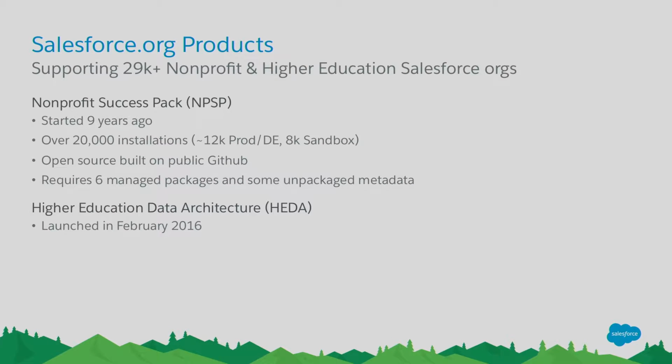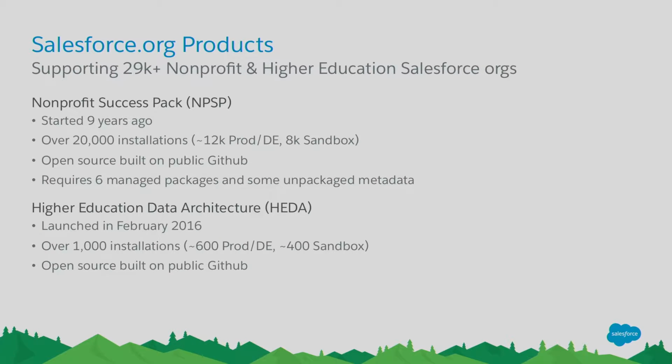So HEDA was launched more recently. It launched in February of this year. It's already grown to over 1,000 installations. It's also open source, built on the public GitHub, and it has a little bit easier dependency map. It's only one managed package, but there's still some unmanaged metadata, specifically some account record types that we didn't want to put into our managed package that need to be installed in order to install the package.